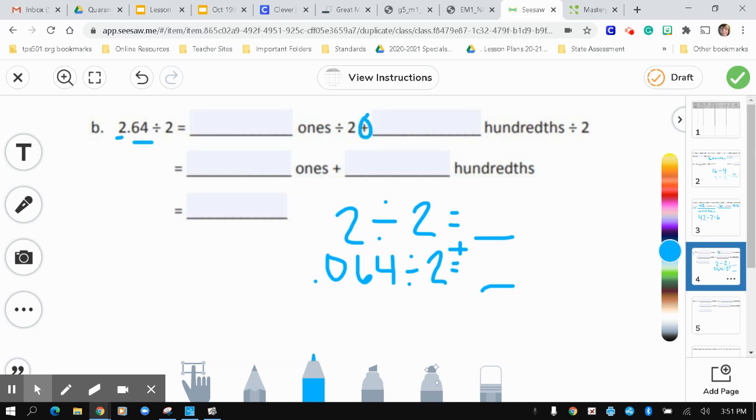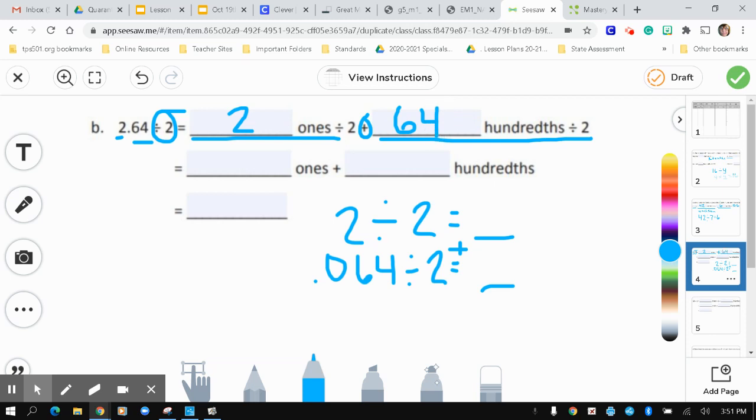So we need to know how many ones are in this problem and how many hundredths are in this problem because both are getting divided by 2, just like our original problem. Well, there are 2 ones and there's a 4 in the hundredths place, but it's not asking for my tenths anywhere. So they want us to smush those tenths into the hundredths place. So I have 64 tenths.